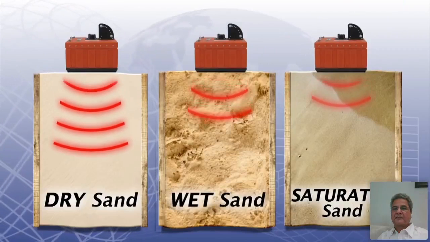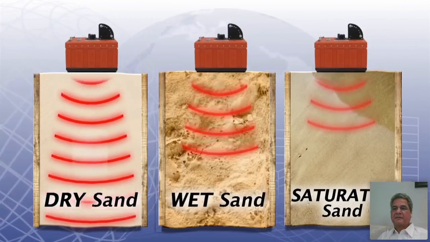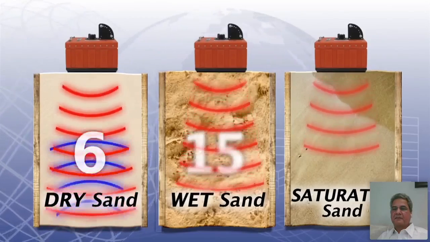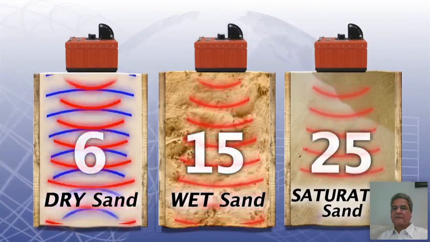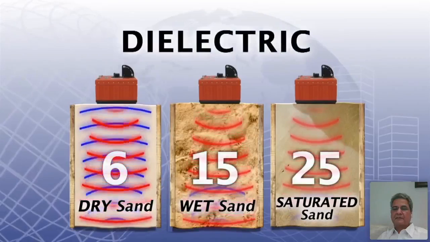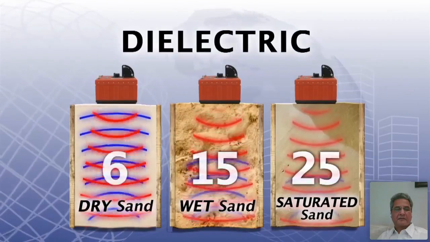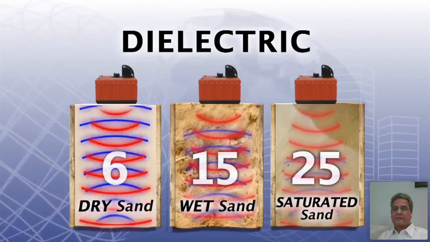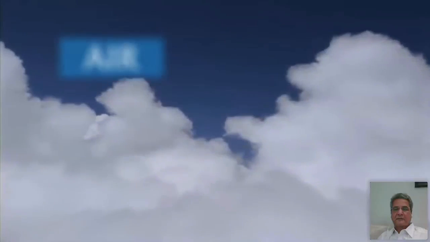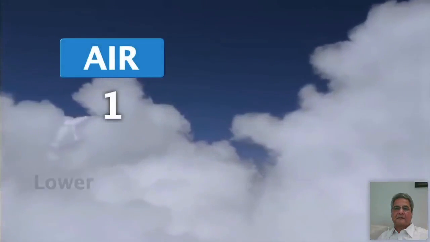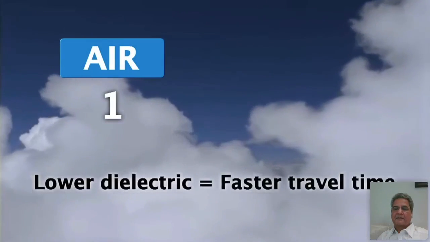Radar travels at different speeds through different mediums. A value is assigned to these mediums to represent different velocities of radar. This value is called dielectric. Dielectric is important so the depth of targets or layers can be accurately estimated.